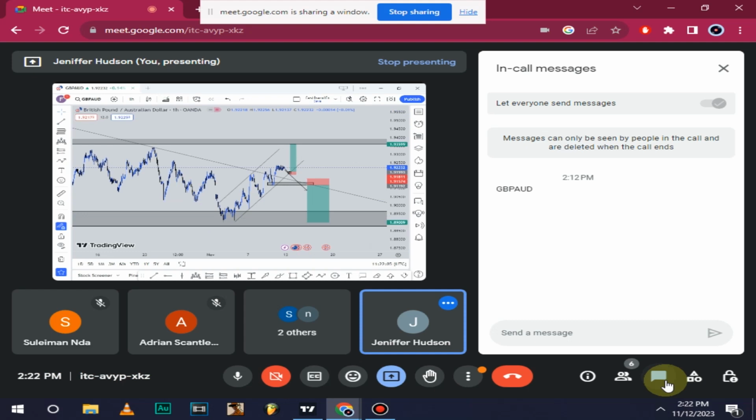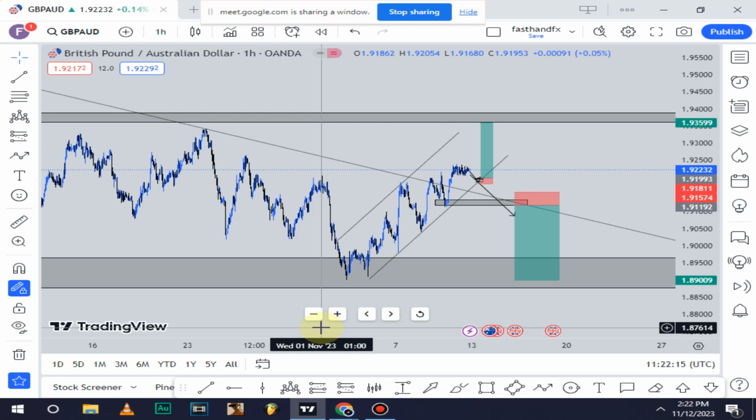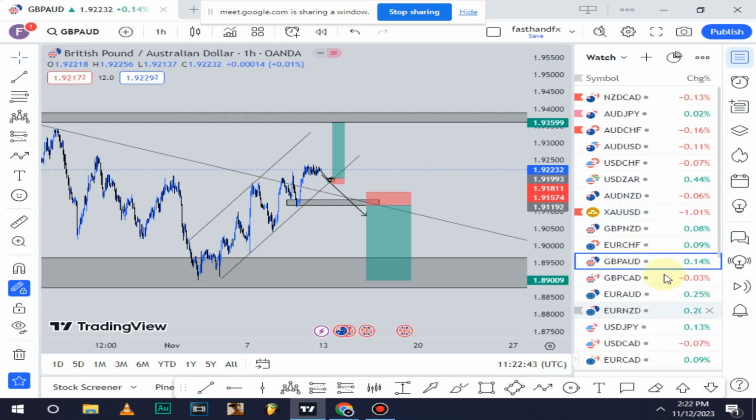All right. Okay. I had a request here to analyze GBP JPY from Sally. Sally told me to see if I can try to get something out of this. We had GBP JPY and Aussie JPY. All right. GBP JPY. Where are you?